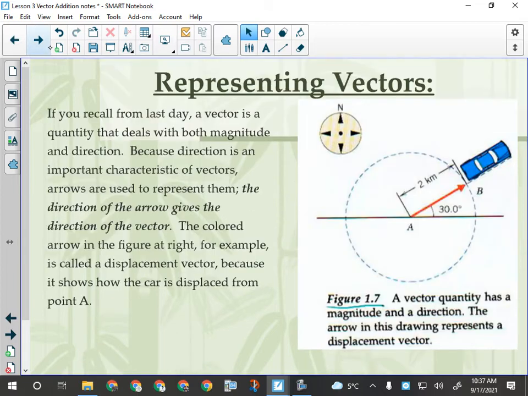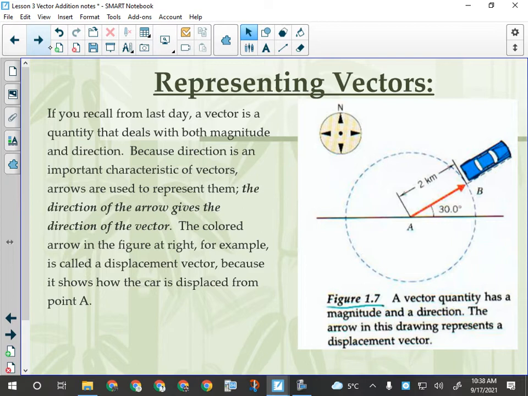All right, so when we were talking about displacement a few days ago, a vector quantity has obviously magnitude and direction. So that little red line there that's pointing about where the car is going says that the displacement of the car is 2 kilometers, 30 degrees north of east, or above the x-axis, whatever their reference is there. But it's 30 degrees from horizontal. Everybody with me there? So it's got magnitude and direction.